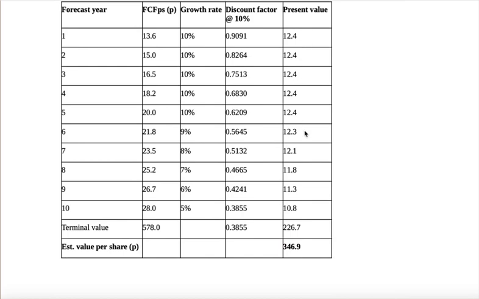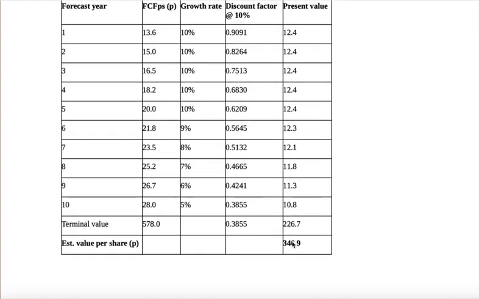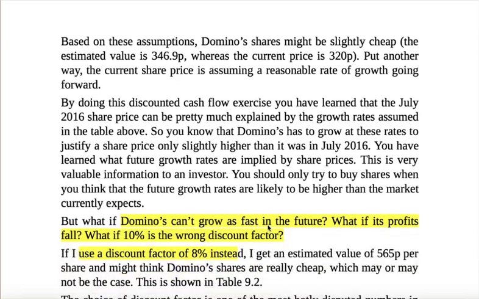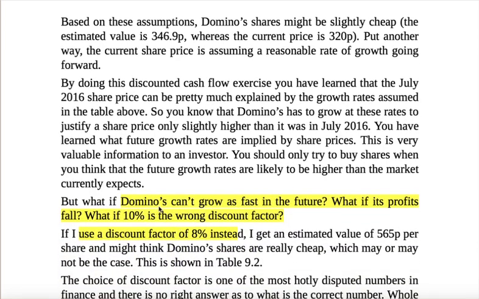You get the present value, then you get a terminal value, and for the terminal value you assume that the company will grow at 1%, 2%, and you get to all this. We'll talk about DCF in more detail in the group. Domino's can't grow as fast in the future. That is why the profits. What if 10% growth is wrong and the discount rate is wrong?